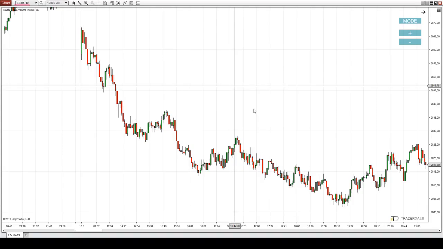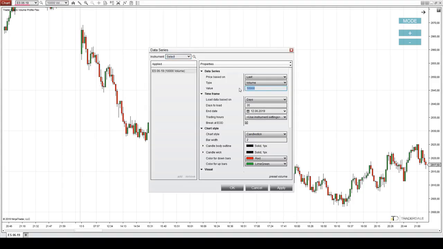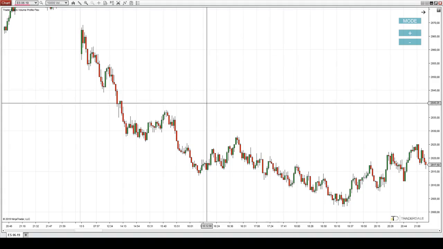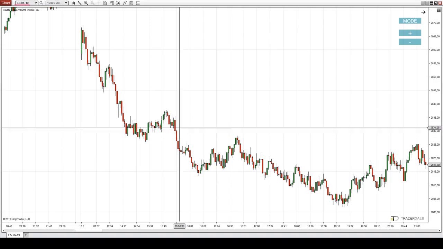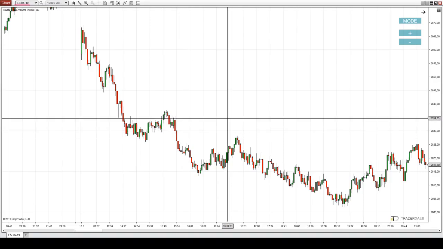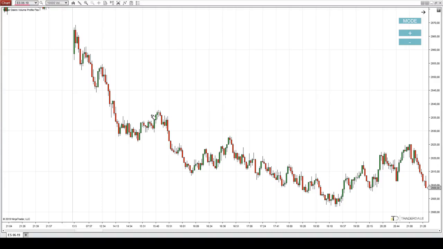So we go to data series, and in here I used 10,000, which means that every time 10,000 contracts get traded, the candle is closed and a new candle is opened. All right, so that's the chart. And right here, there is a nice case of volume accumulation setup. There is a rotation followed by a trend, which means strong sellers were adding to their selling positions in here and afterwards pushing the price downwards.